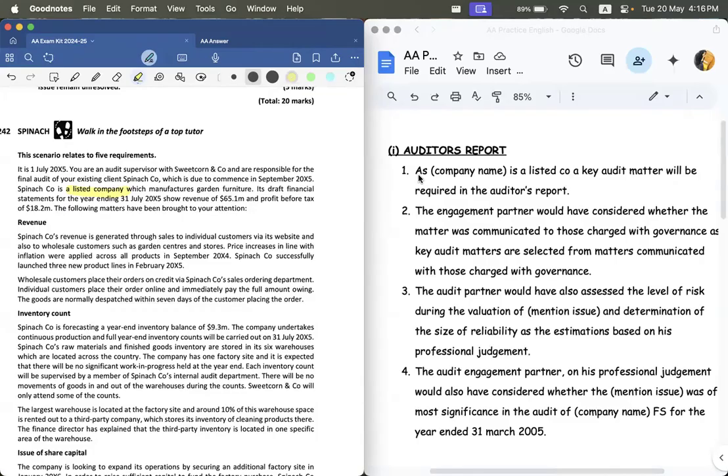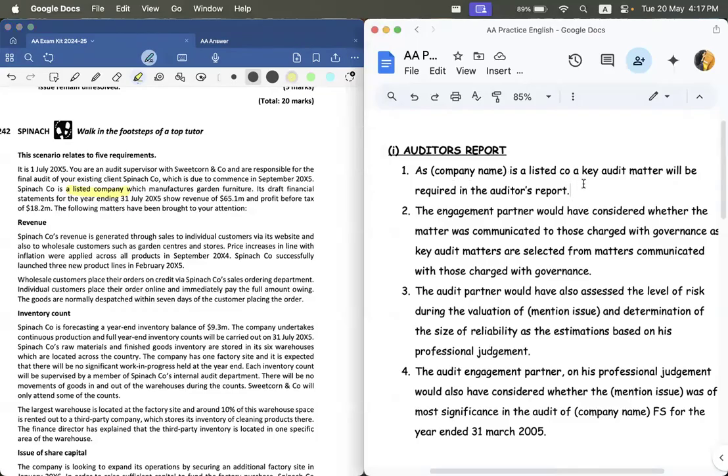Clear. So in order to show a key audit matter (CAM) in the auditor's report, the company should be listed. So first of all, you're going to confirm that fact. You're going to say, as Spinach Company is a listed company, a key audit matter paragraph will be required in the auditor's report. Clear?